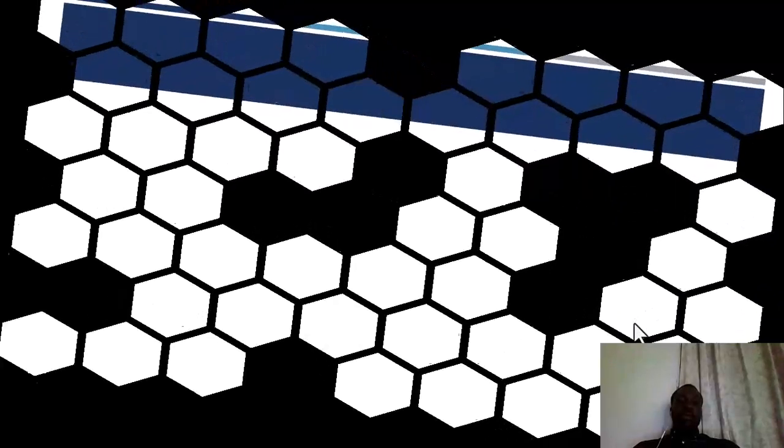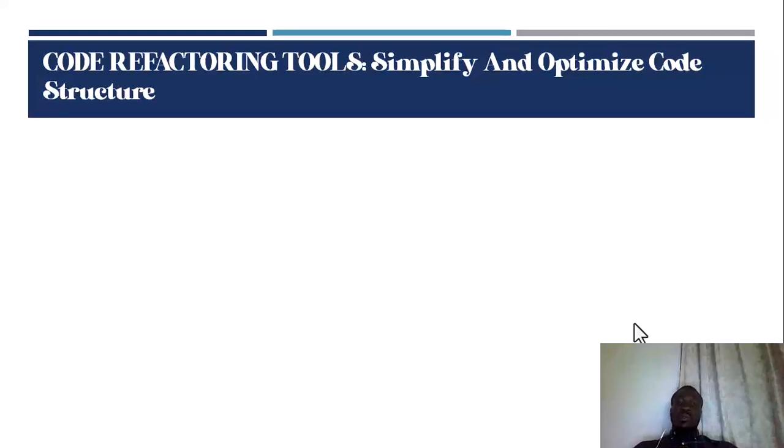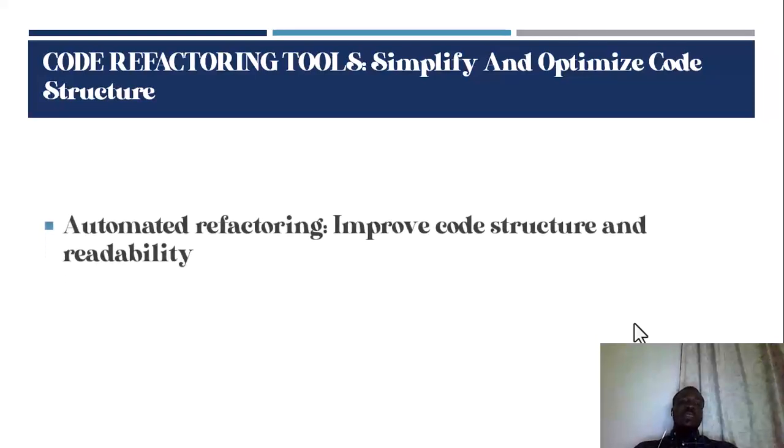Then we move on to the code refactoring tool. The code refactoring tool helps to simplify and optimize code structure. Under it you have the automated refactoring tool, which helps to improve code structure and readability. So to make your code more readable, use the code refactoring tool, that is the automated refactoring tool.